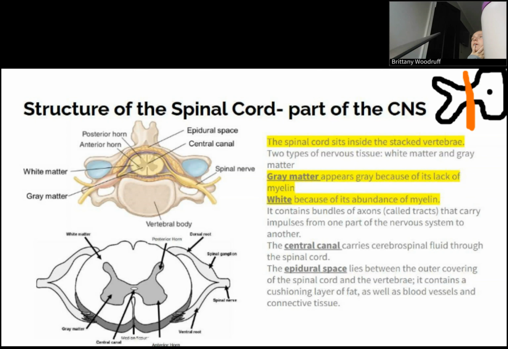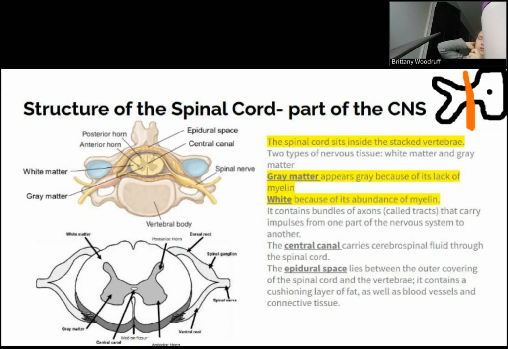Just like in the brain, we have gray matter and we have white matter. The difference between the brain and the spinal cord is that in the brain, the gray matter makes up that outer region, the cortex, while in the spinal cord, the gray matter makes up the inner part. Just like in the brain, the white matter appears white because of its abundance of myelin. Gray matter appears gray because of its lack of myelin. I didn't have you fill anything out for those because we already talked a lot about them.